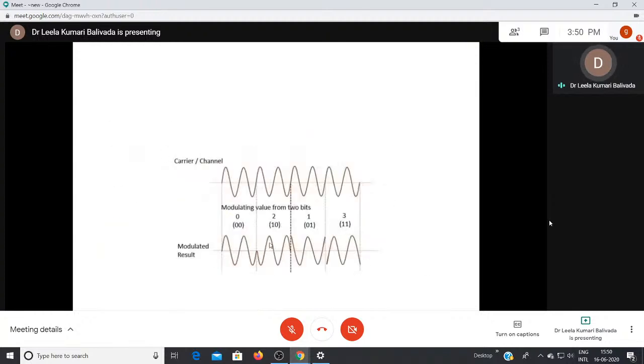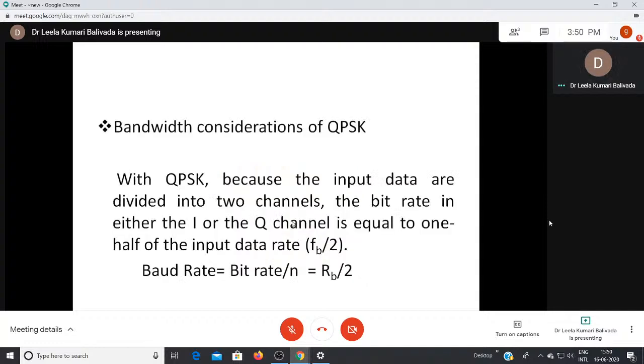Okay, 10 is with phase of pi, and 11 is with the phase of 3 pi by 2. So in this way we can transmit the signals.